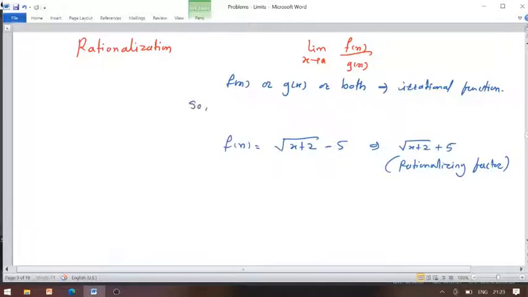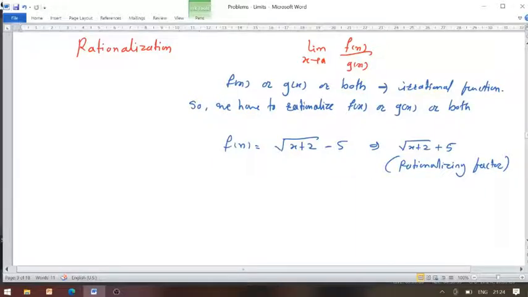So we have to rationalize f of x or g of x or both, whichever is irrational. Once f of x is the irrational function, we have to rationalize f of x only. Once g of x is the irrational function, we have to rationalize g of x. Once both are irrational, we have to rationalize both. So what is the process of rationalizing? We have to multiply and divide simultaneously by the rationalizing factor. How to find the rationalizing factor?